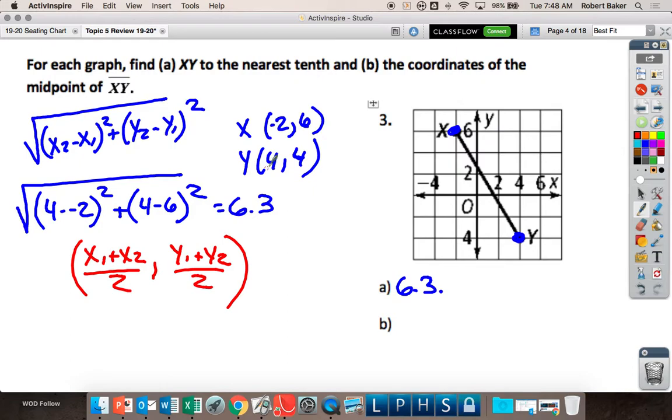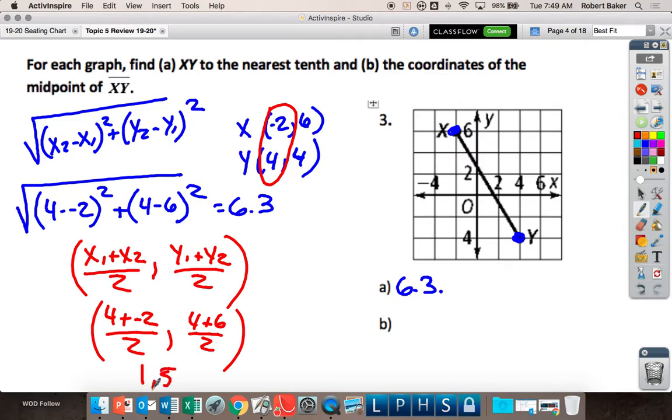So if I add my x's together, 4 plus negative 2 divided by 2, and 4 plus 6 divided by 2. 4 plus negative 2 is 2, and 2 divided by 2 is 1. 4 plus 6 is 10, and 10 divided by 2 is 5. So my midpoint is at the location (1, 5).